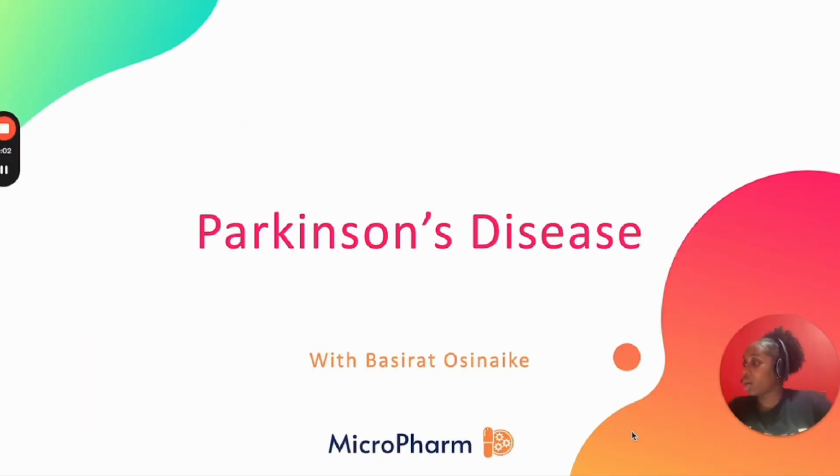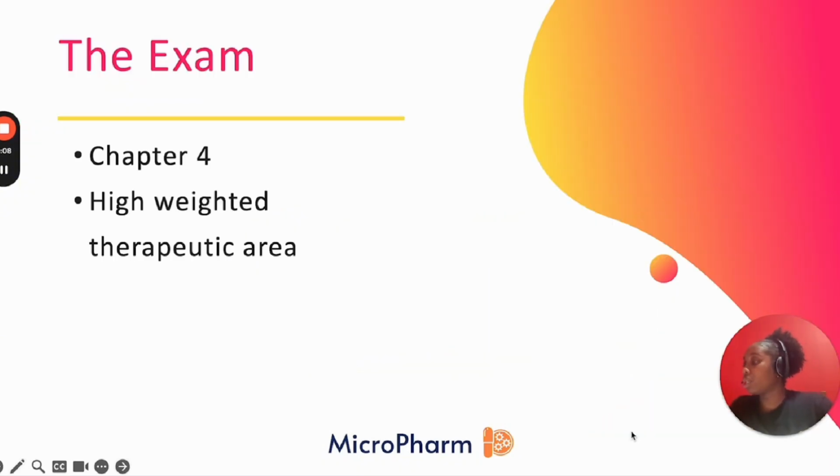In this teaching, I'll be talking about Parkinson's disease. So this comes under Chapter 4 in the BNF, and the GPhC have highlighted in the framework that Chapter 4 of the BNF, which is the CNS chapter, is a high-weighted topic, which means it's more likely to feature in the exam, and the GPhC have defined high weighting as being 60 to 70% of the questions.